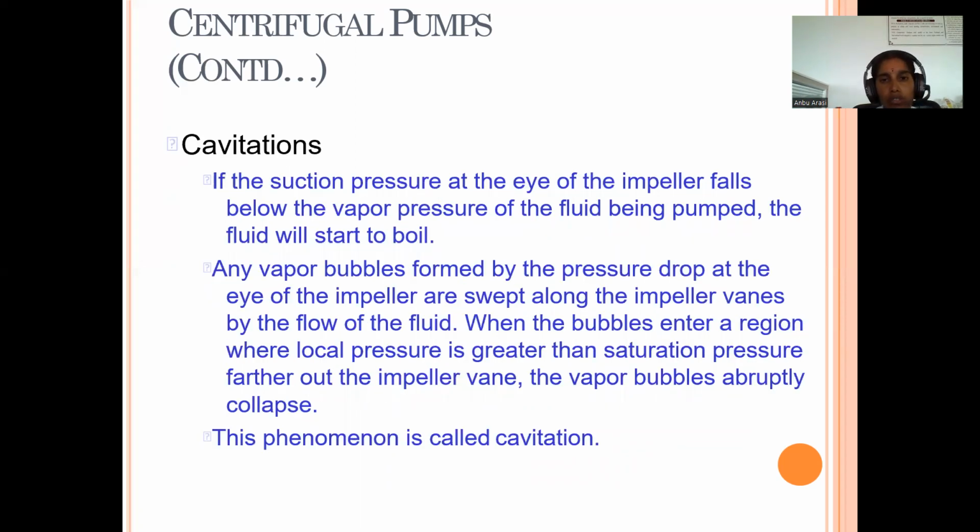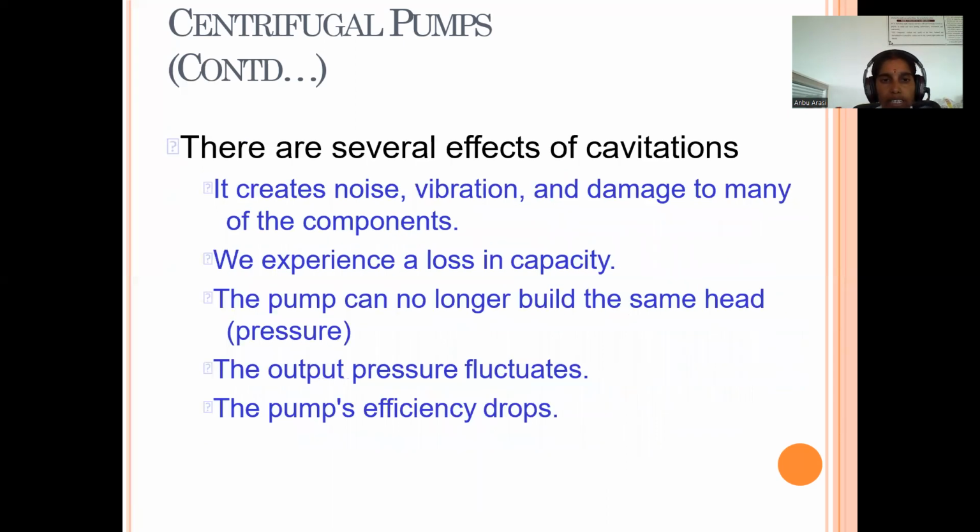Cavitation. If the suction pressure at the eye of the impeller falls below the vapor pressure of the fluid being pumped, the fluid will start to boil. Any vapor bubbles formed by the pressure drop at the eye of the impeller are swept along the impeller vanes by the flow of the fluid. When the bubbles enter a region where local pressure is greater than saturation pressure, further out on the impeller, the vapor bubbles abruptly collapse. This phenomenon is called cavitation.